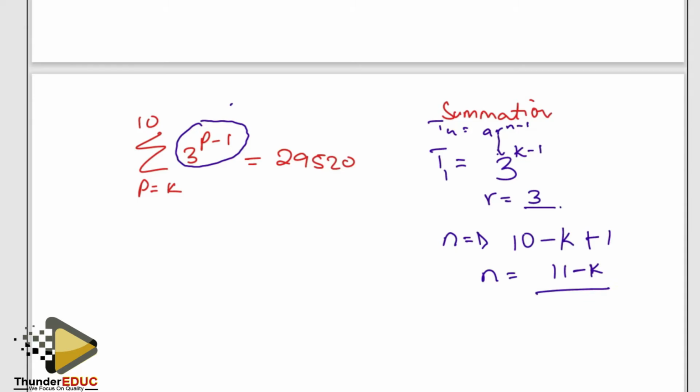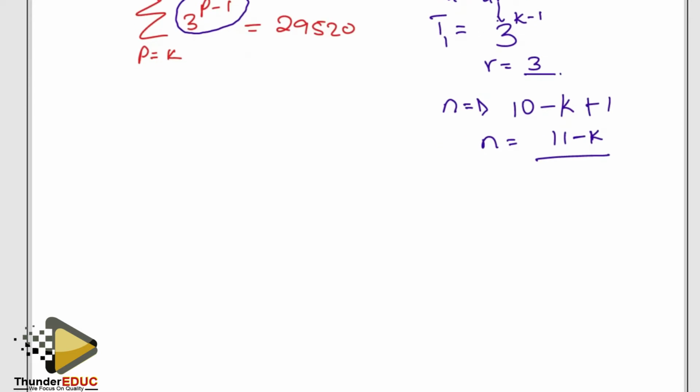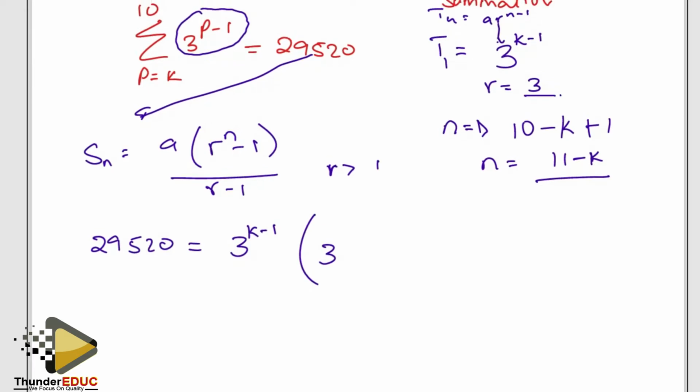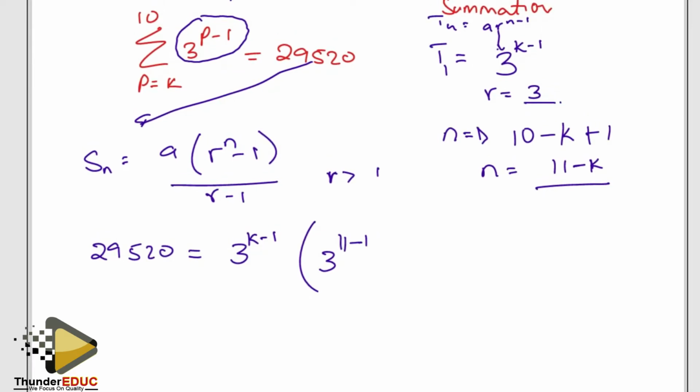Then I'll use my geometric sum formula, which is a into r to the n minus 1 over r minus 1, because I know that my r is greater than 1. The sum was given to us as 29,520. My first term, we got as 3 to the k minus 1, into, now we say the common ratio is 3, and the number of terms we said is 11 minus k.